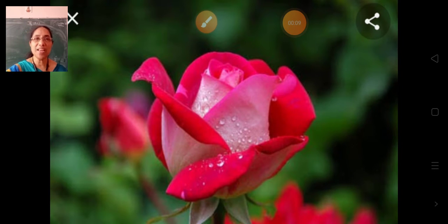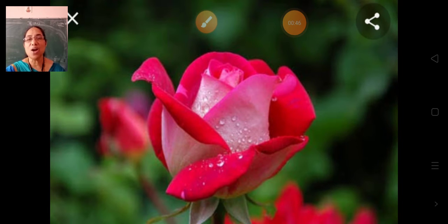Students, we already read about the roots of a plant, stem of a plant, leaf of a plant. Today we are going to discuss the flower of a plant. Dear students, we all know that the flower is the most beautiful part of a plant. We all love to see flowers, right?